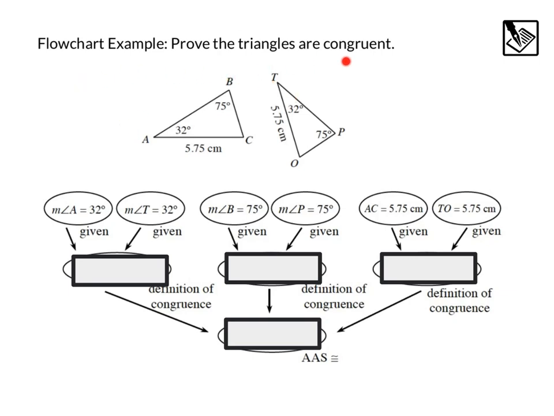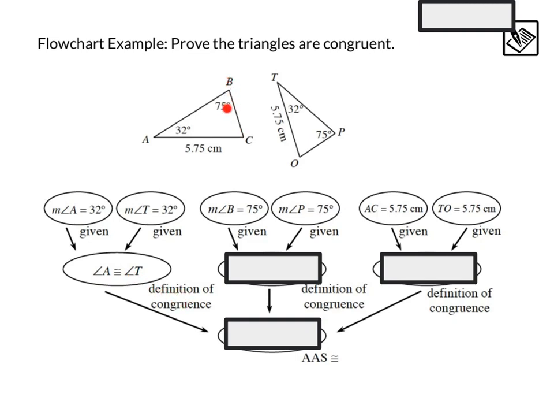Here we want to prove that these two triangles are congruent. So just by looking at the picture, we can see that measure of angle A is 32 degrees and measure of angle T is 32 degrees. Now we put those together, and because those correspond with one another, that's given to us. Since both have the same measure, we can say that angle A is congruent to angle T, and that's just the definition of congruence.